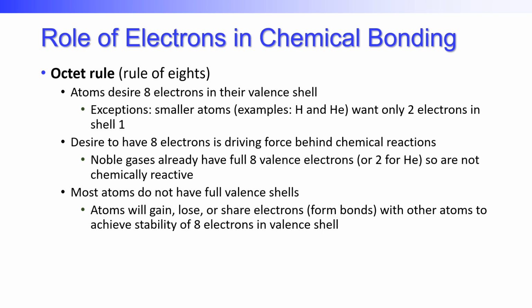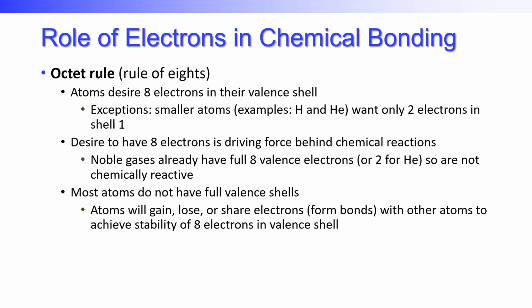So as we just saw, when it comes to creating ions, or even forming ionic bonds, it's really all about the octet rule. So atoms desire to have 8 electrons in their valence shell. Except for the smaller ones like hydrogen and helium, they've only got room for 2 because they have only that first orbital, which can only hold 2. They're going to be driven to form a duet, which is called the duet rule. But for everything else, it's going to be the octet rule. So the desire to have 8 electrons is going to be the driving force behind chemical reactions, all chemical reactions.